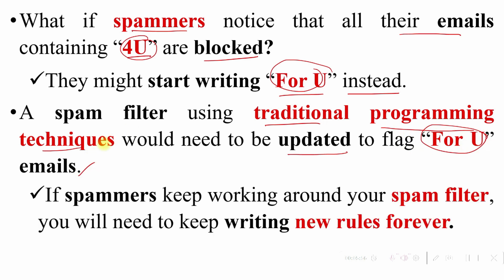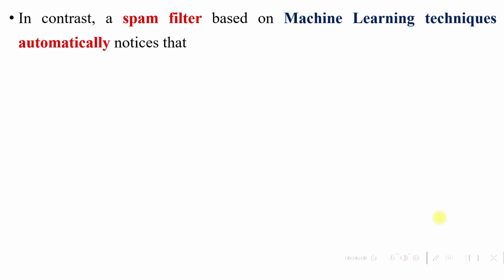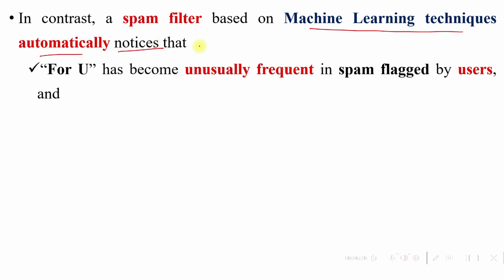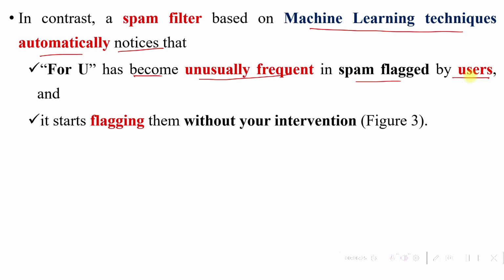Okay, so if spammers keep working around your spam filter, you will need to keep writing new rules forever. Otherwise, it will become spam messages. Now, in contrast, a spam filter based on machine learning techniques automatically notices that "4U" has become unusually frequent in spam flagged by users, and it starts flagging them without your intervention.